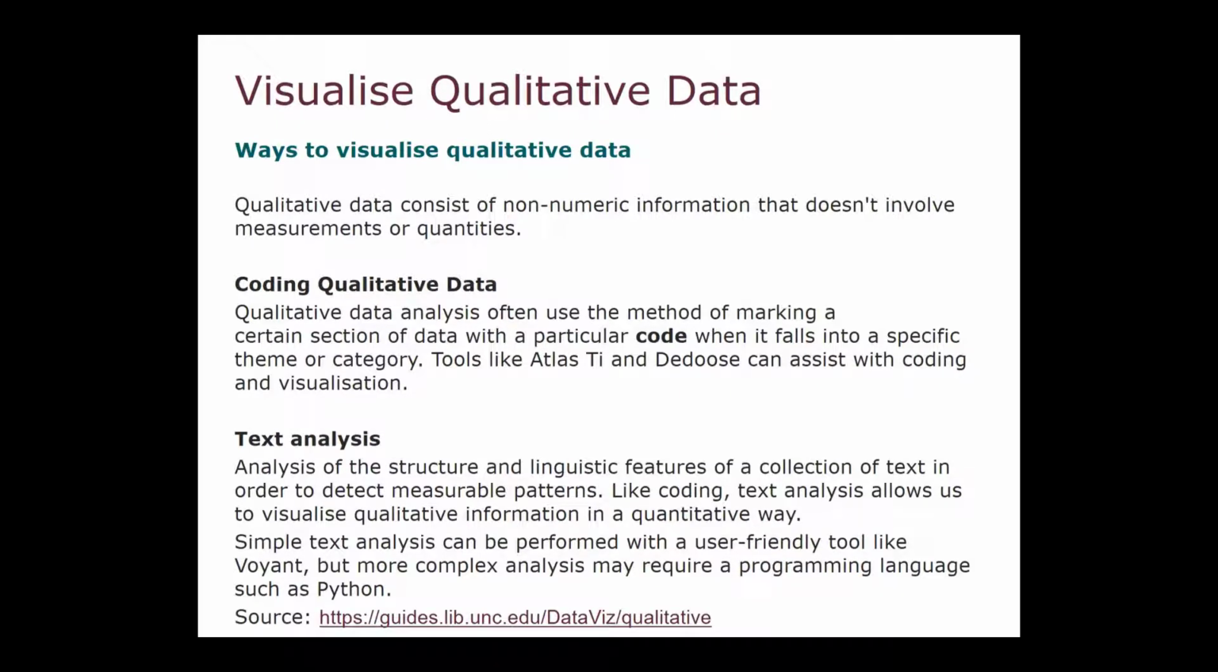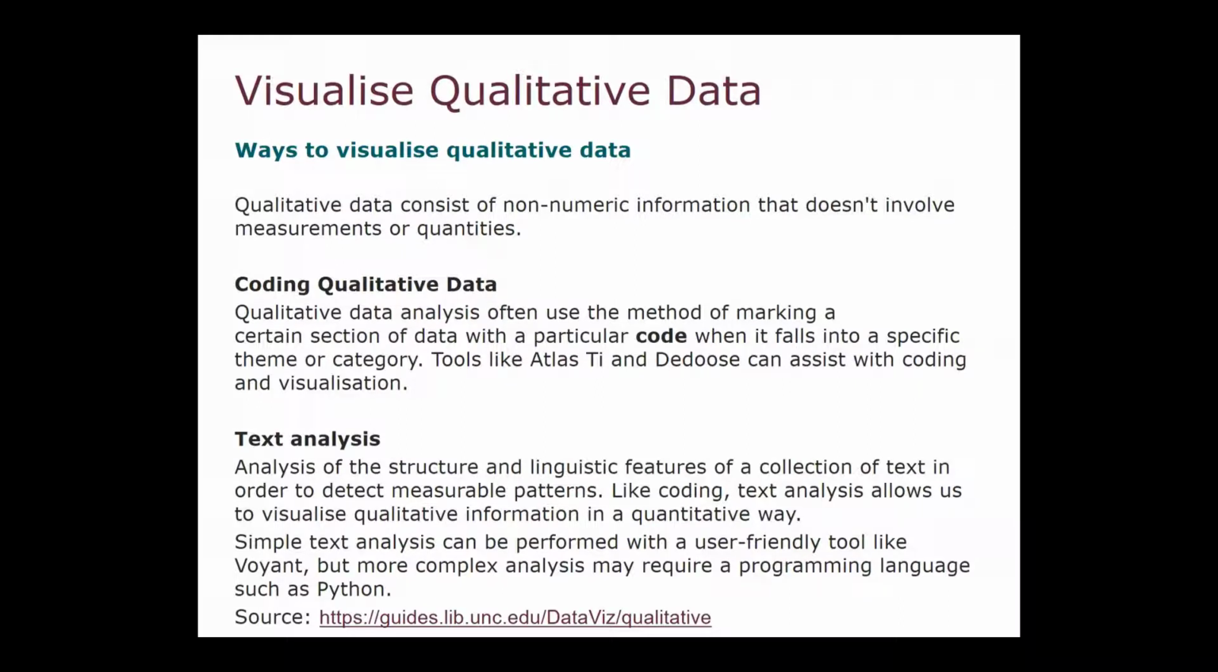Text analysis, the analysis of the structure and the linguistic features of a collection of text in order to detect measurable patterns. So this is to do with when you have to analyze text. So with coding, text analysis allows us to visualize qualitative information in a quantitative way. And simple text analysis can be performed with a user-friendly tool like Voyant, but more complex analysis might require a programming language such as Python.